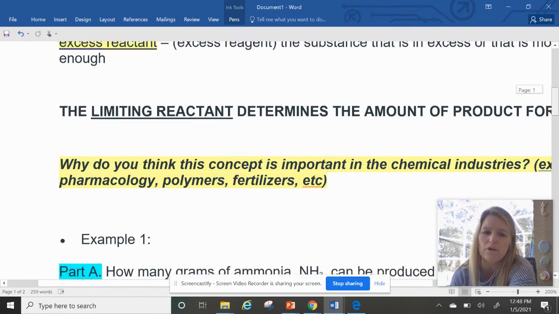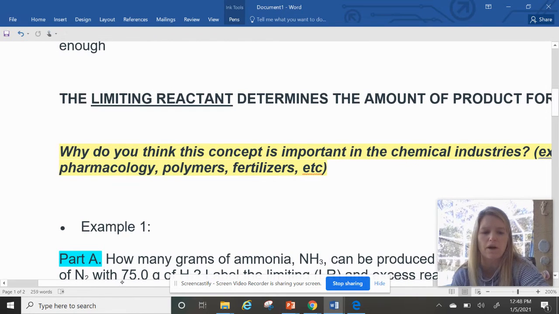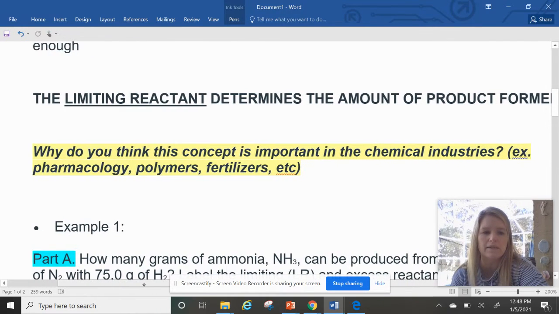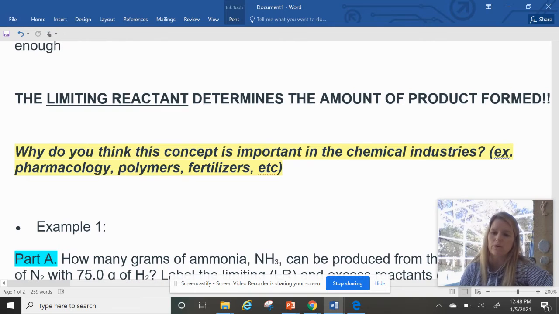All right. So big picture thought here. It says, why do you think this concept is important in chemical industries? So when you're manufacturing things like prescriptions or polymers, like all the plastics we use, or fertilizers that we farmers use, why is this limiting reactant concept a big deal?